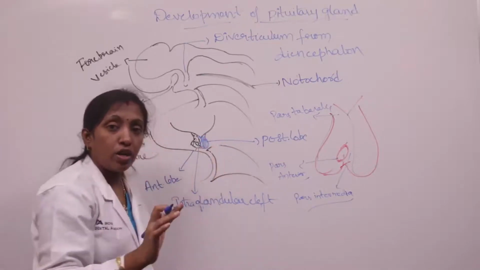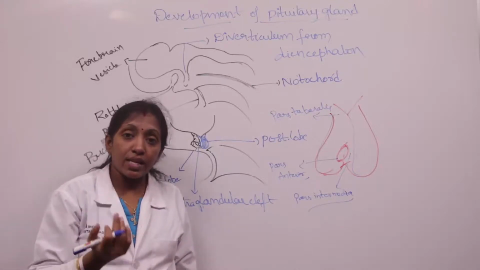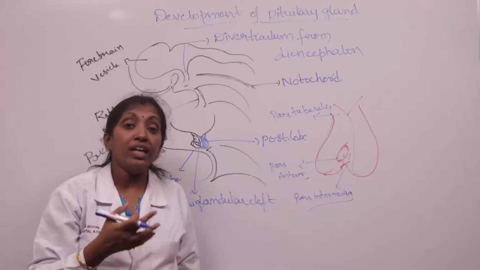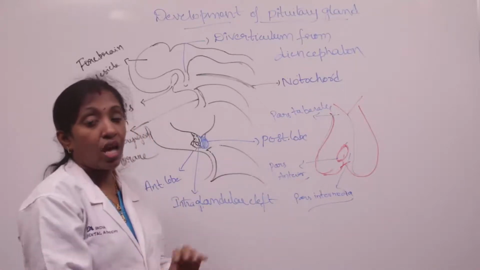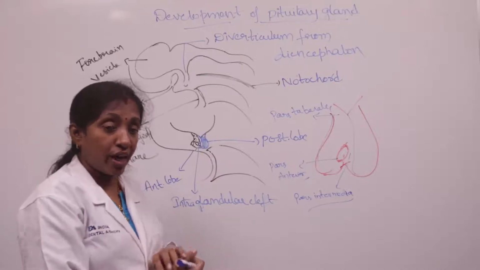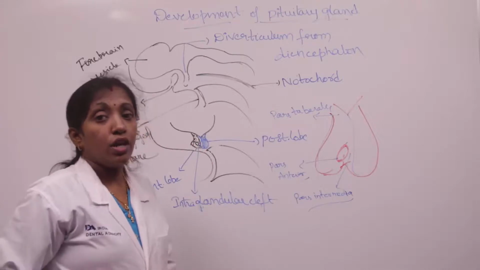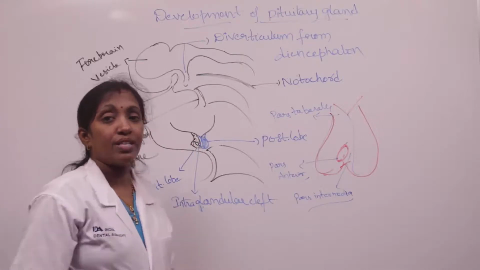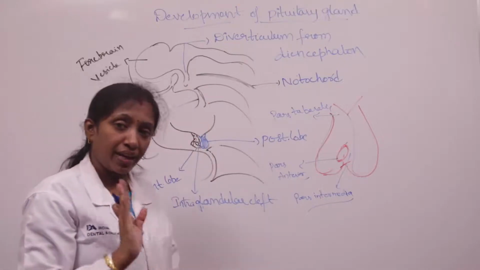So the posterior pituitary arises from a diverticulum from the diencephalon, nothing but from the floor of the third ventricle. From the floor of the third ventricle, a diverticulum descends downwards which fuses with the anterior pituitary. That is called the posterior pituitary, otherwise called neurohypophysis. Anterior pituitary, otherwise called adenohypophysis. So the posterior lobe develops from the diverticulum from the diencephalon.